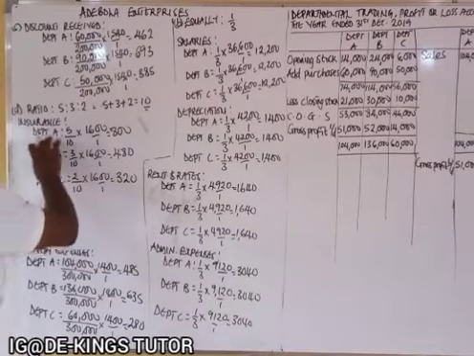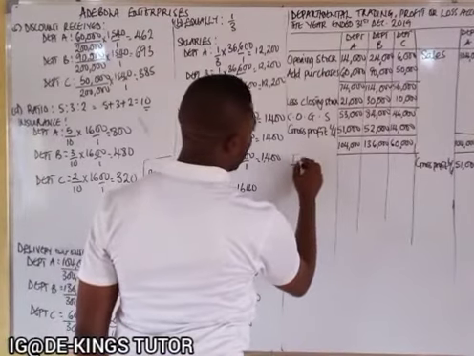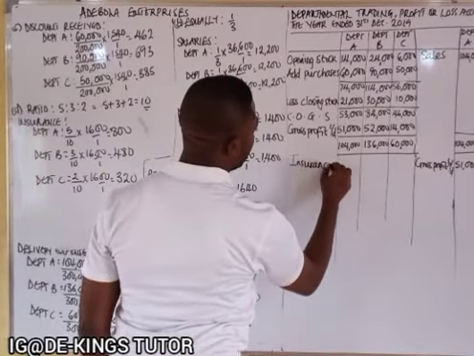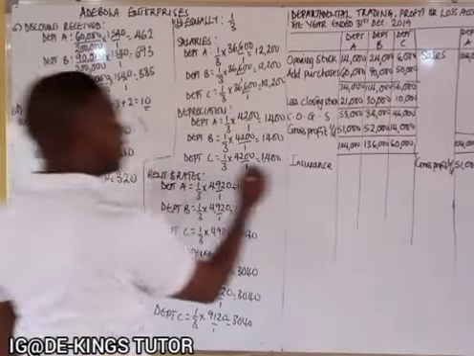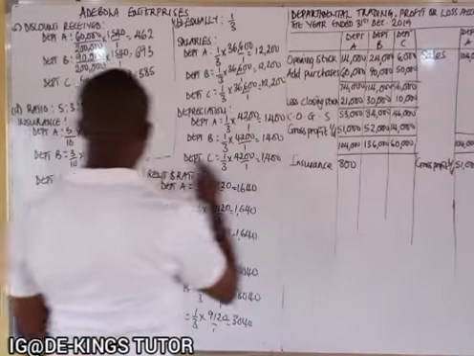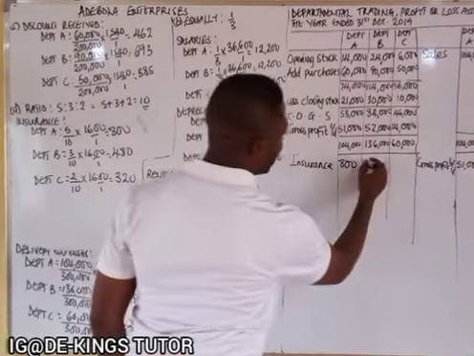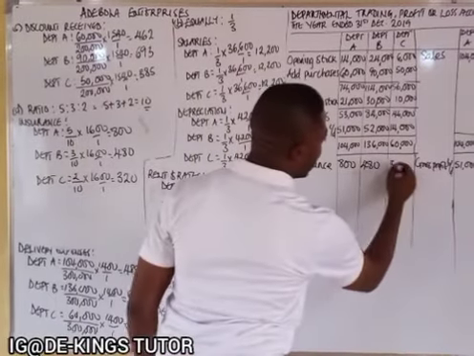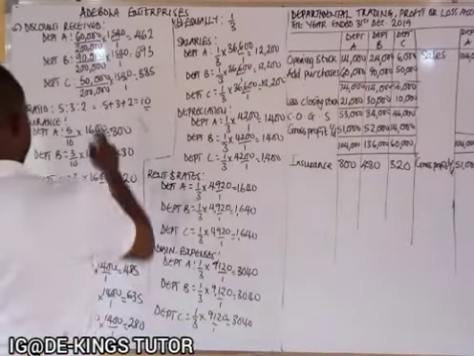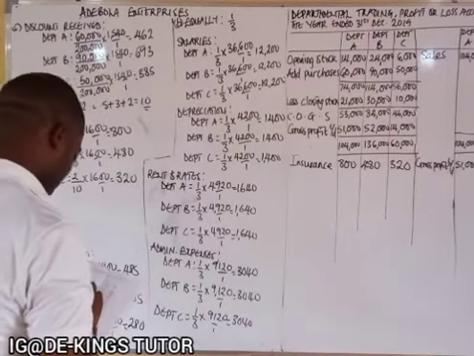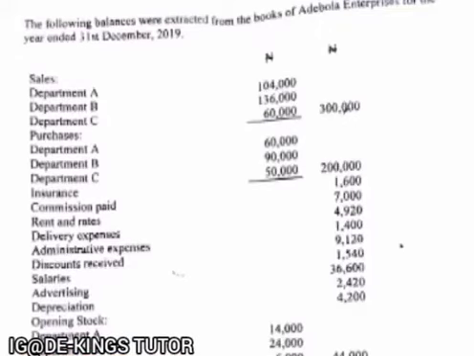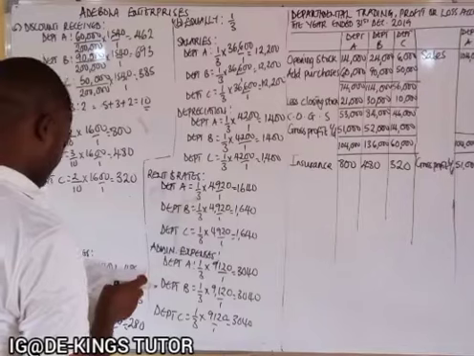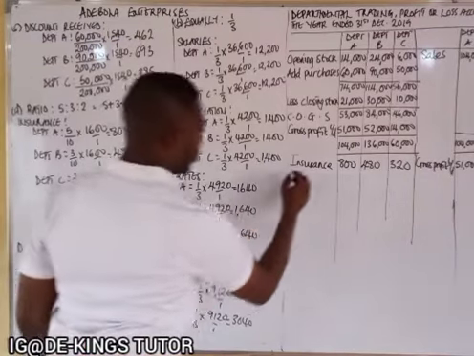Okay, insurance, we have done the apportionment here. Look at it, insurance, department A. Right here, insurance for department A is 800. For department B, it is 480. And department C, it is 320. Okay, the next one from the question is commission paid. Okay, so we did commission.